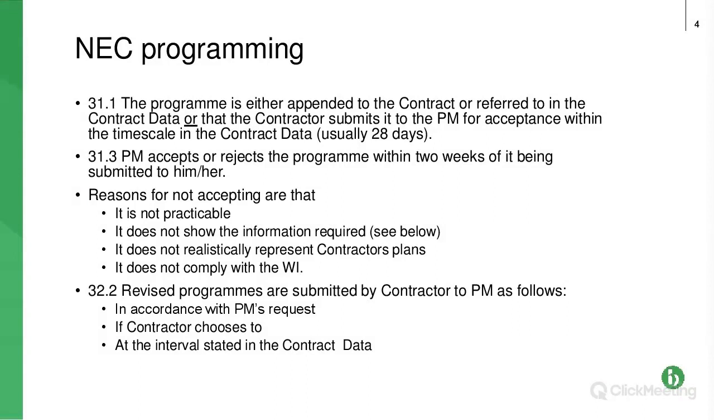So just a quick run through. So the section for programming is clause 3. It's actually entitled time. And then, of course, because of the strange numbering in NEC, we're then into clause 30, which deals with the time for completion and the start date. So I'm not going to touch on that at this stage. So then we're at 31.1, which is about the programme.